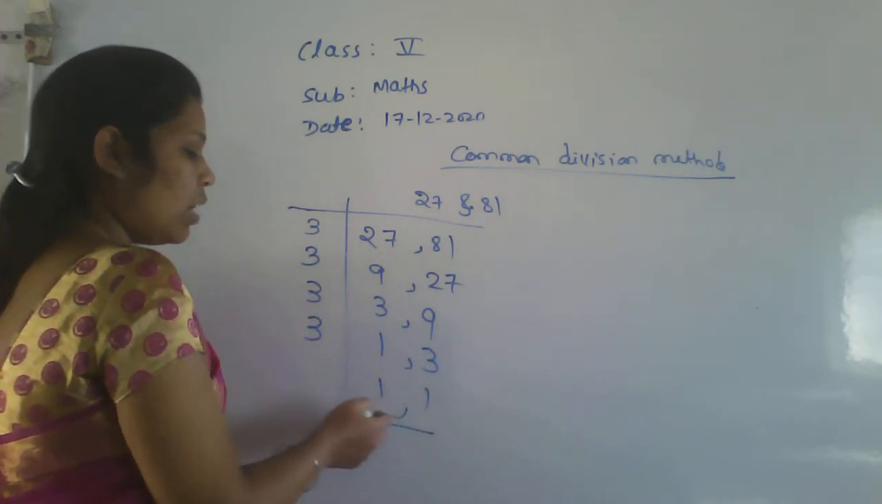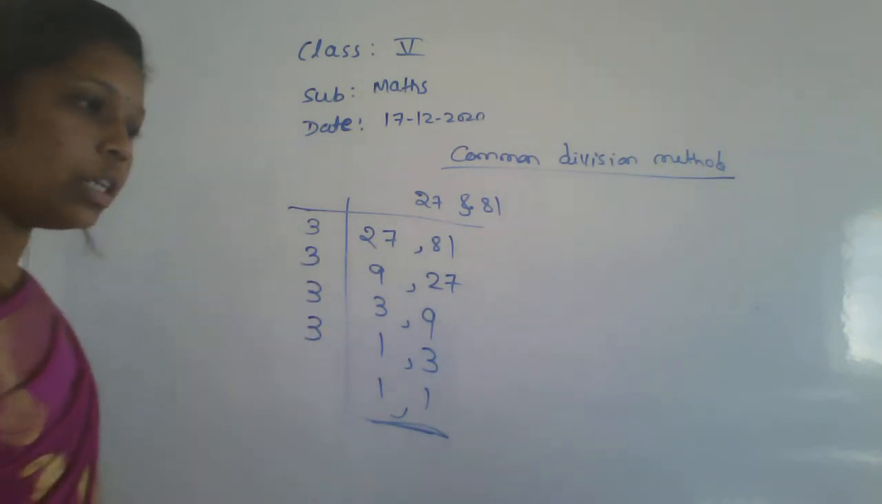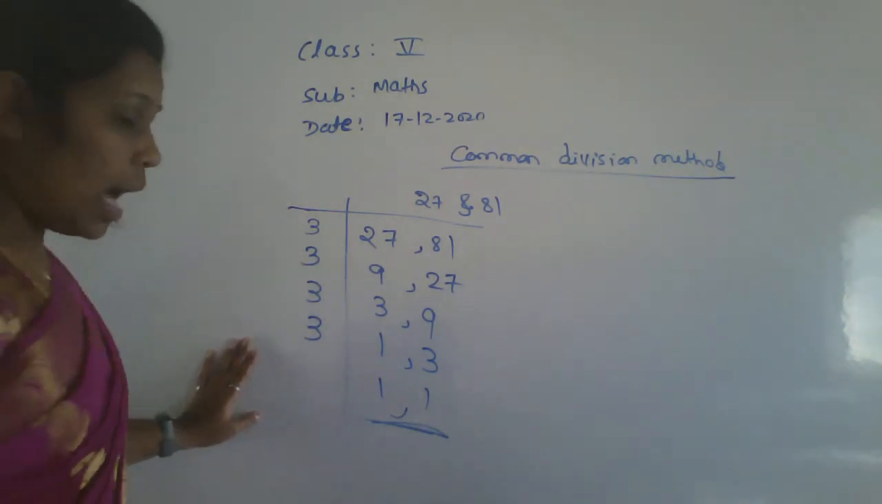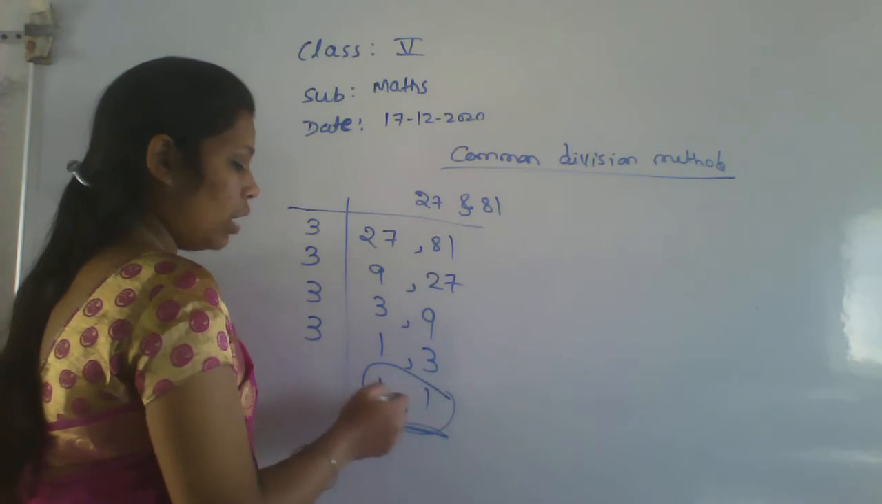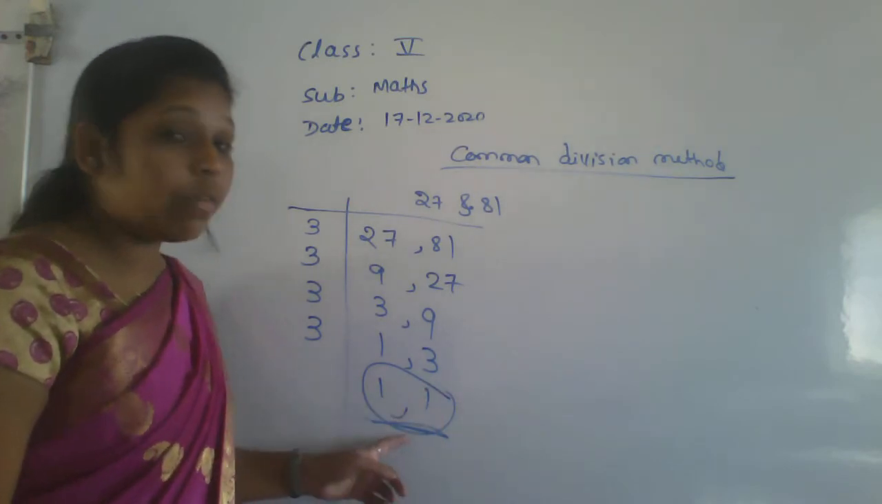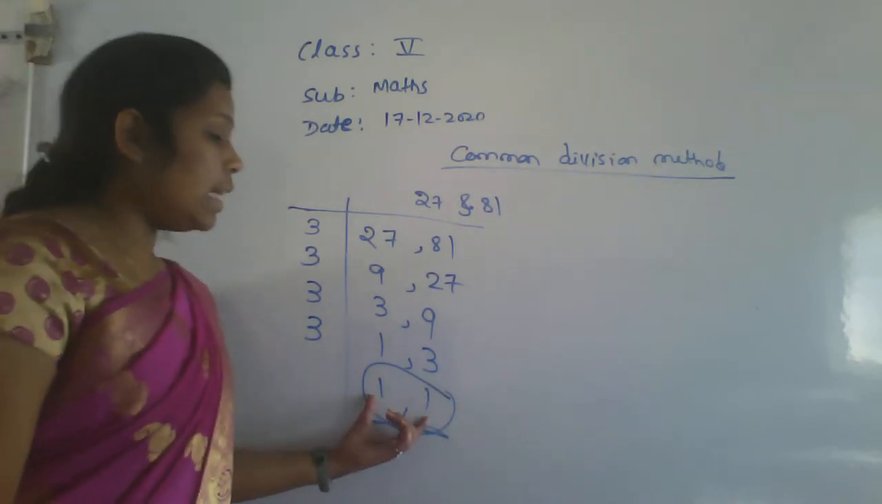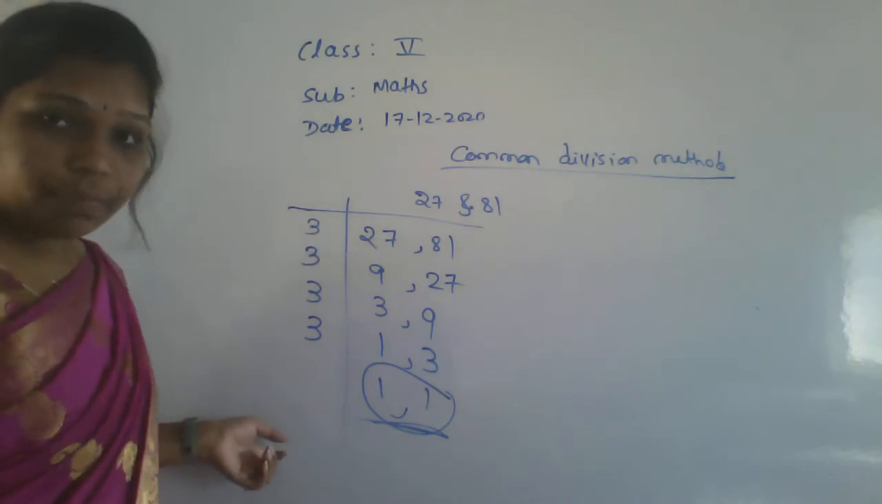Until we get 1 and 1 as the values, you have to keep doing the division. Both values should get a 1 here. Till then you have to do the division.